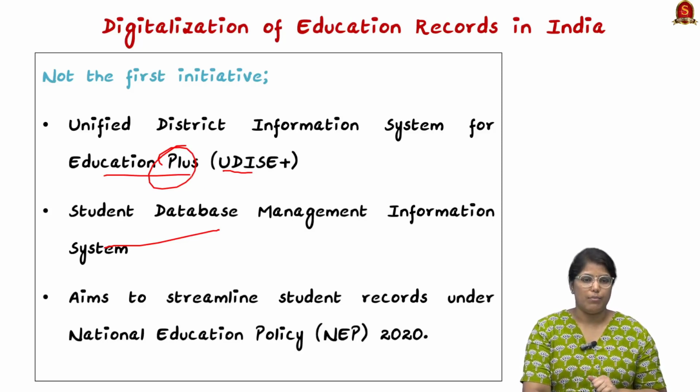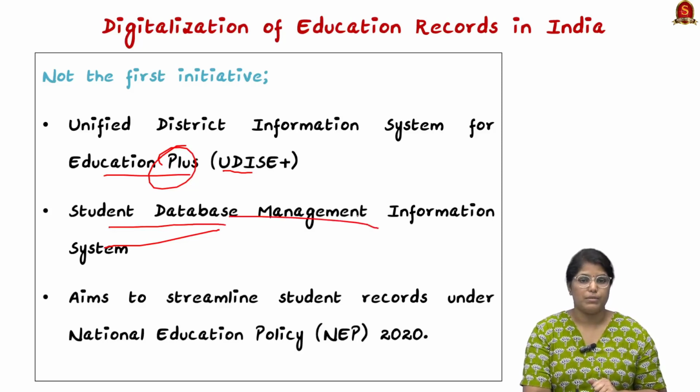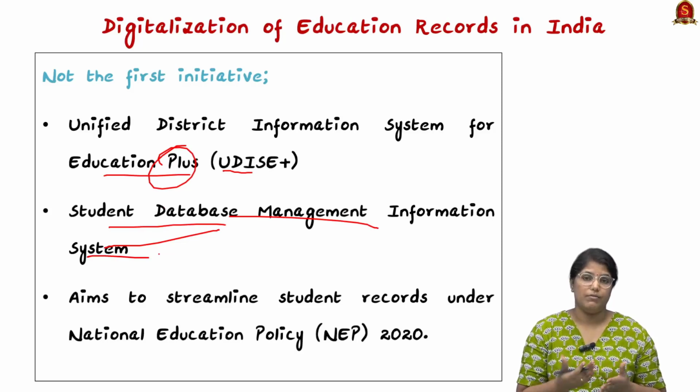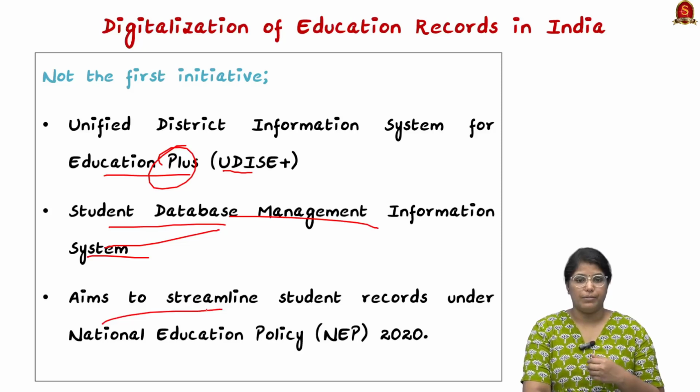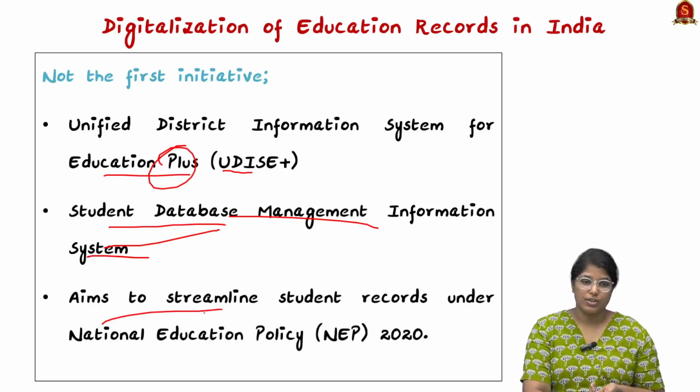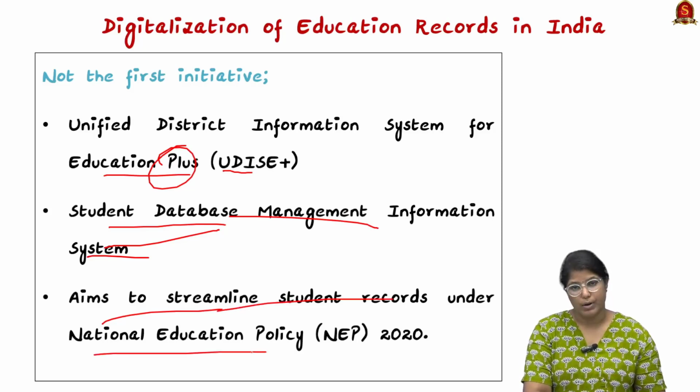Now the second important thing is the Student Database Management Information System. Under this also, the students' information will be there, and it streamlines the new initiative that has been taken up by the Ministry of Education. It streamlines students' records under National Education Policy NEP 2020.